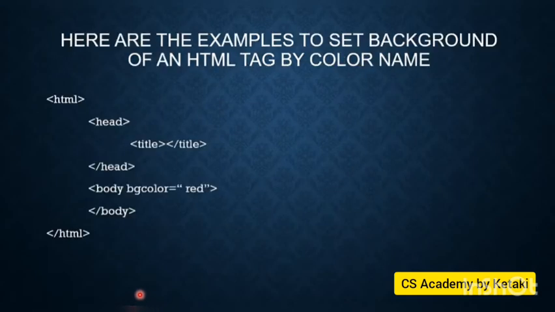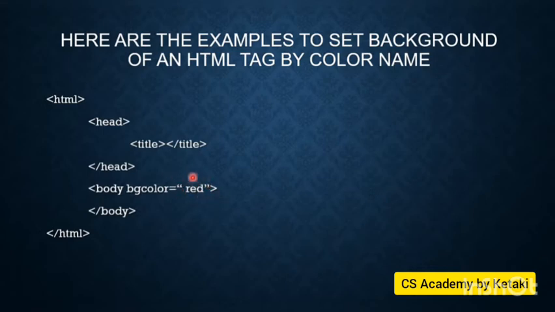First, here is an example to set the background of an HTML tag by using the color name. So the first method is to set the color by using the color name itself. This is a very basic example of HTML code. This is an HTML tag, in that this one is a heading tag, and this one is a title tag, and we assign the color attribute. We use the bgcolor attribute, and we set the value of that bgcolor by using the color name.